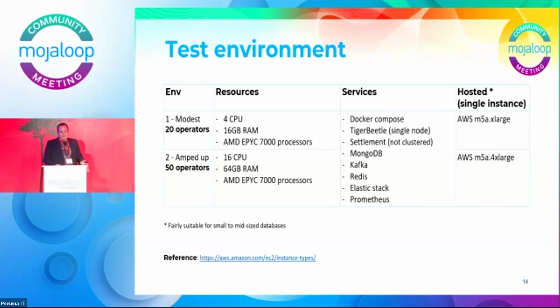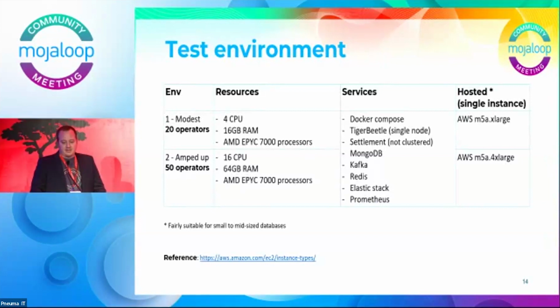Okay, the actual environment. We used AWS for all of these tests. We have one modest environment, which is running with a very low spec. Both of these are definitely not environments you want to be running in production, and we did that on purpose to see how well settlement would run. You'll notice that with the modest environment, we were running 20 operations concurrently, and for the more amped-up environment, we were running 50 operations concurrently.